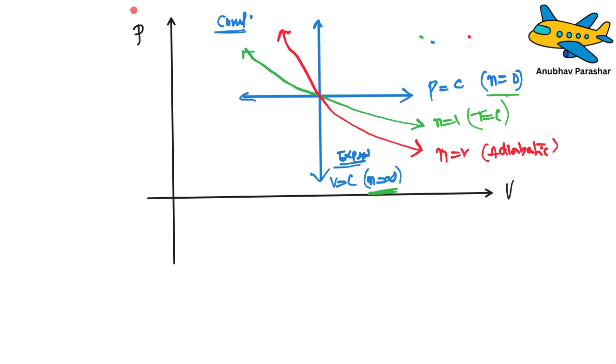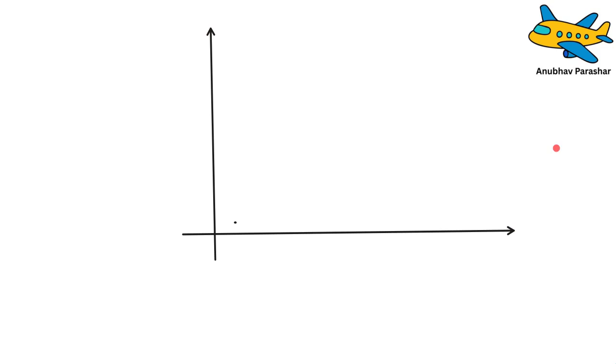So this is very, very simple. This is the PV diagram, and it's not very hard to create. It only requires some amount of practice. Let us now try to create the TS diagram, with temperature on the y-axis and entropy on the x-axis.